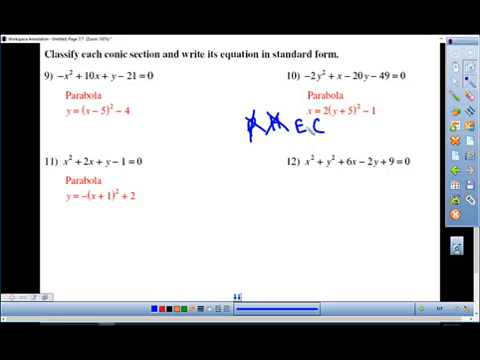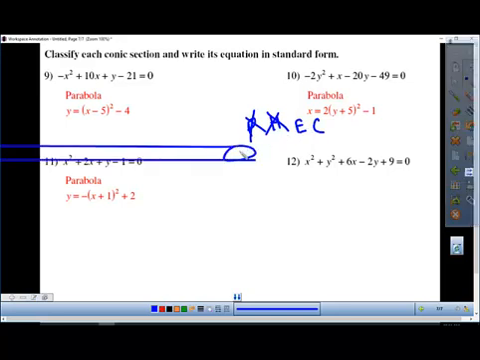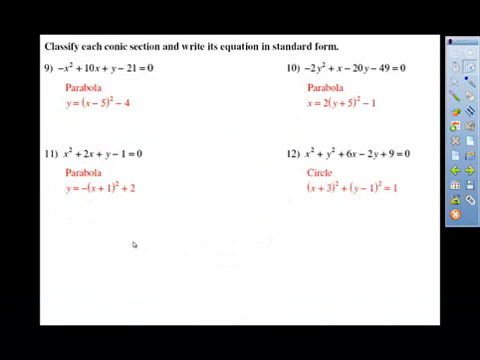Well, the ellipse is going to have different denominators, because it's going to be growing more in one direction than it is in the other. So if I look at this, the coefficient is 1, the coefficient is 1, so those are the same. Denominators are both 1, so they're the same. So that means that this is a circle for question number 12.